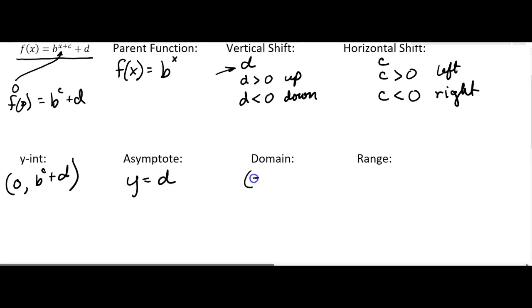The domain is going to be all real numbers. But the range, you're going to have to go by that vertical shift. And so the range is going to be from d to infinity. Now, this is assuming there's no reflections. We'll talk about those in another video.